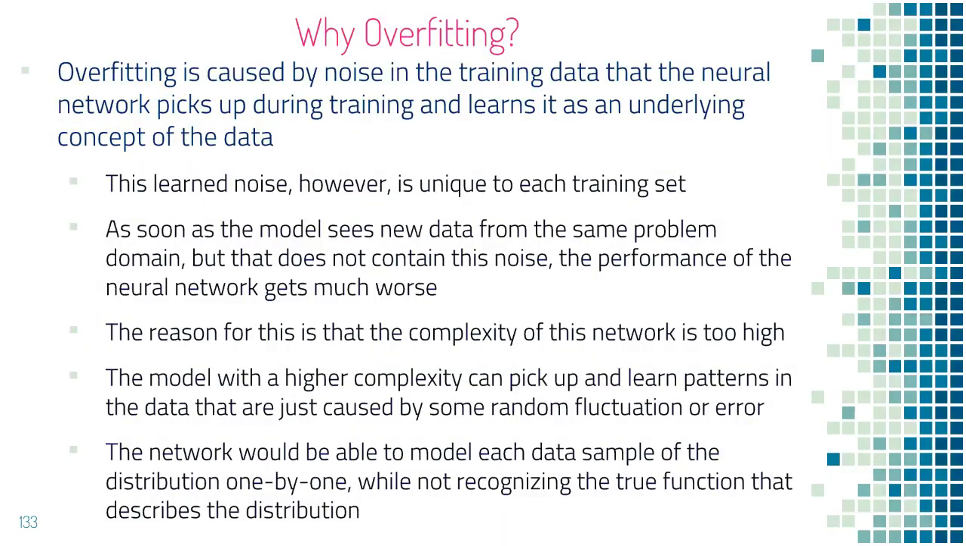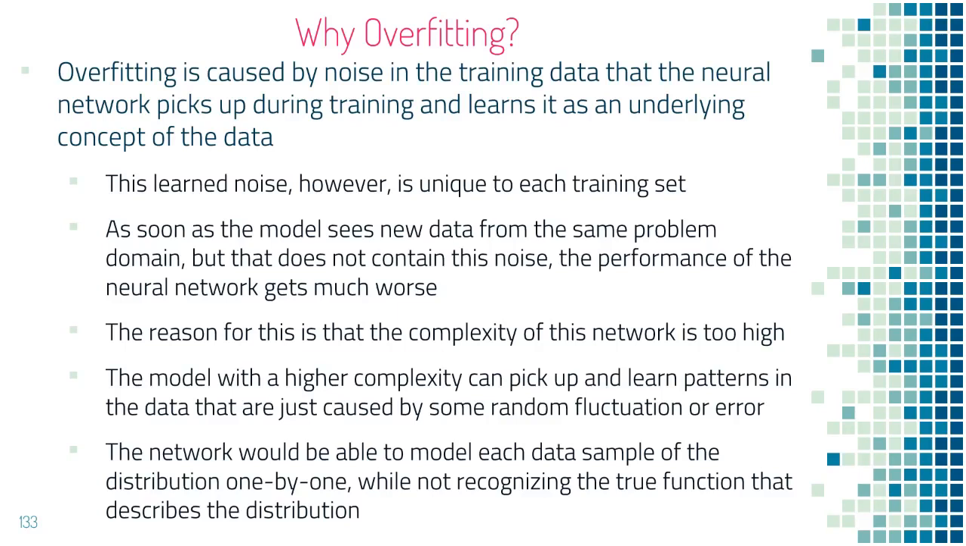Why does overfitting happen? Overfitting is caused by noise in the training data that the neural network picks up during the training and learns as an underlying concept of the data. So the point that we have to consider very carefully is, if there is noise information present in the training set, the noise will be captured as essential data by the neural network, or by the deep learning algorithm. So we have to be very careful about that.